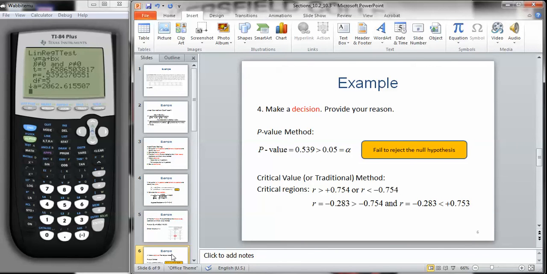So step 4, make a decision. For the p-value method, you just compare your p-value with alpha. In this case, our p-value is greater than alpha, so we fail to reject the null hypothesis.